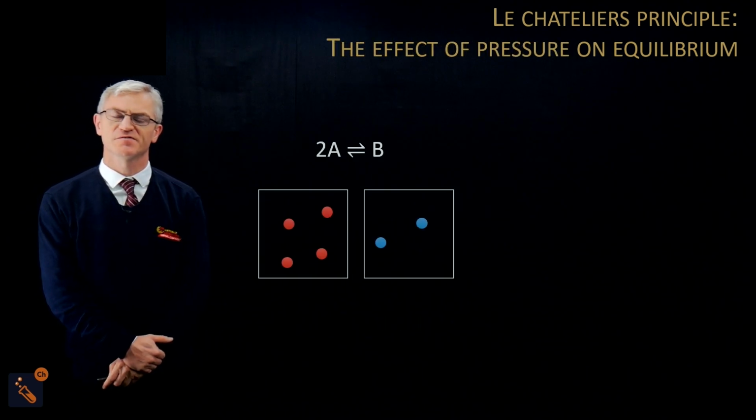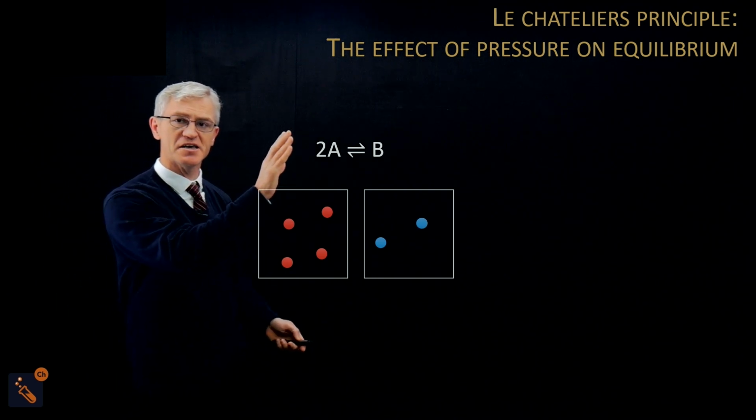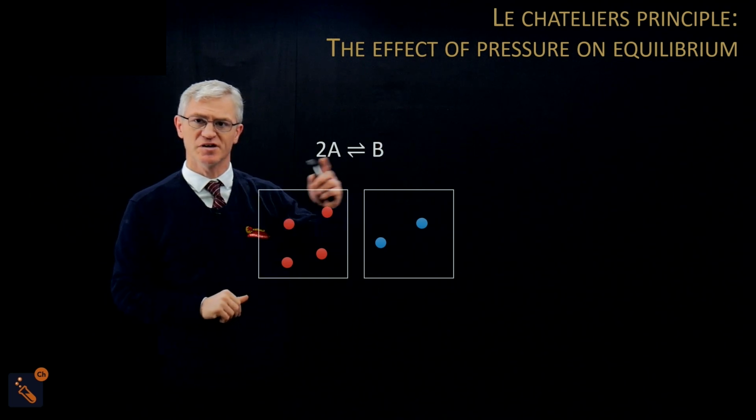We're now going to talk about the effect of pressure on the position of equilibrium, and we've got a reaction here, 2A going to B, this reversible reaction.